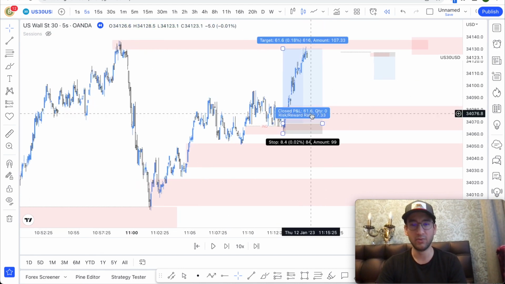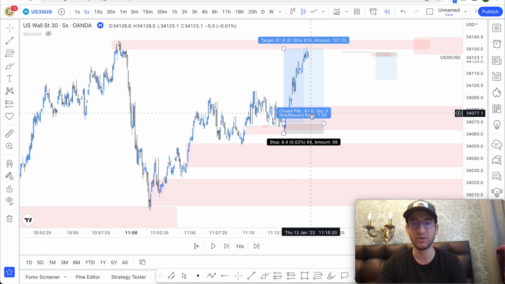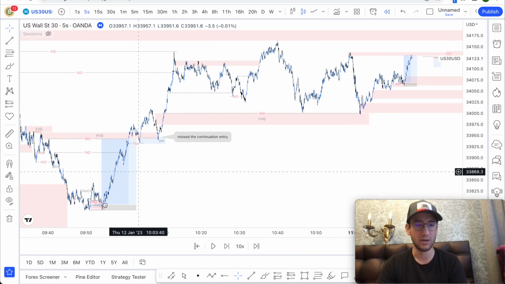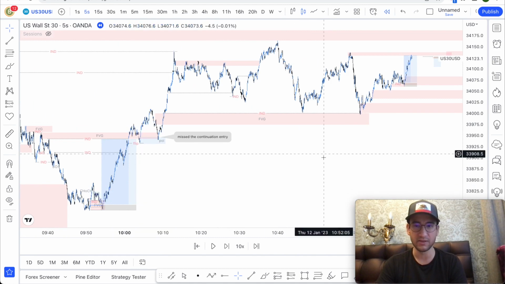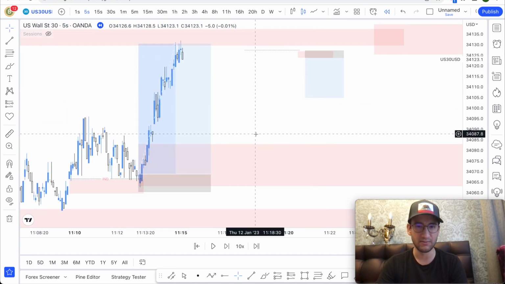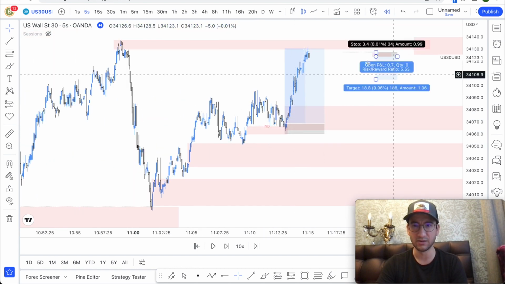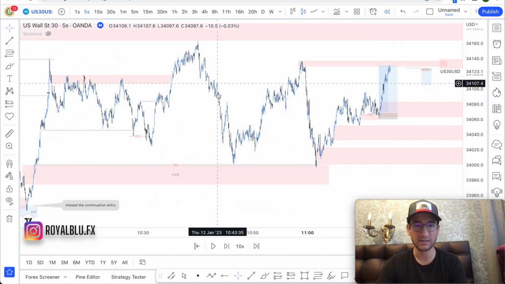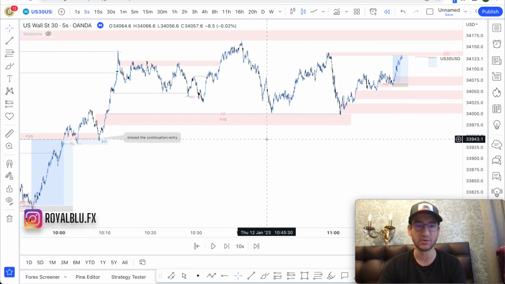And we had a 7.3 R on this one, and we had 11.5 on this one. So it was a good day for us. This was just an example trade, a mock-up trade that I had here, so it wasn't a real trade that we took. But yeah, guys, that's how we took our trades in the market on Thursday, January the 12th.